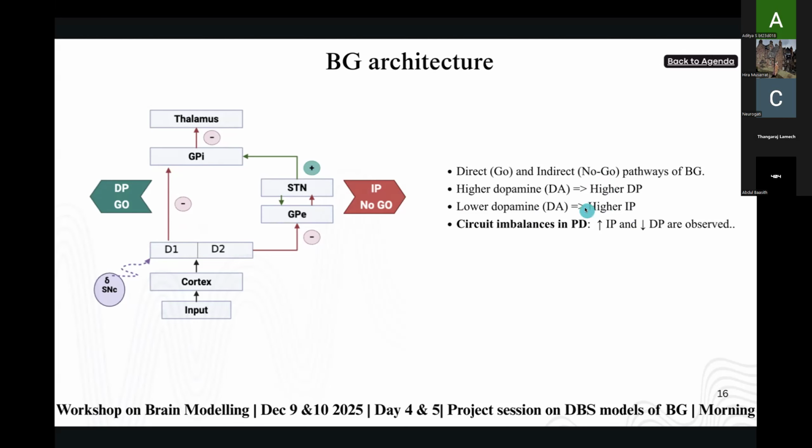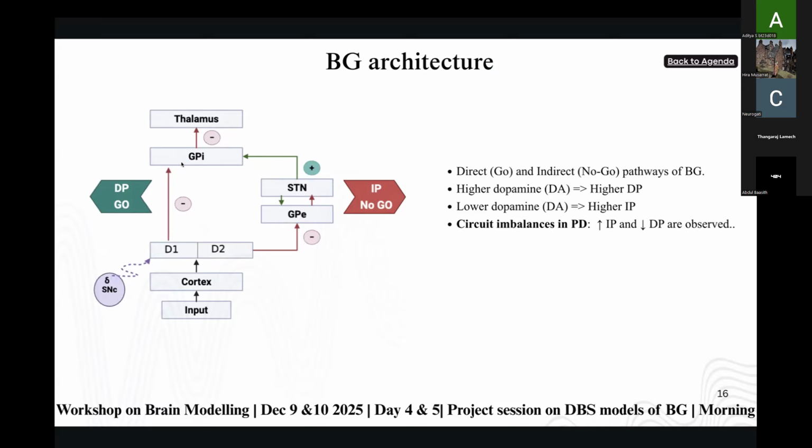Now, in PD, what happens? We'll see that dopamine cells start dying. That is, there is lower dopamine. So what do we expect? Overactivation of direct pathway or indirect pathway? Indirect. Indirect pathway, right? So that creates a lot of circuit imbalance. Generally, under normal condition, the indirect pathway gets activated whenever you have to stop any random movement. But now under PD condition, due to dopamine loss, the indirect pathway gets overactivated, creating this circuit imbalance, because of which a lot of symptoms come up.